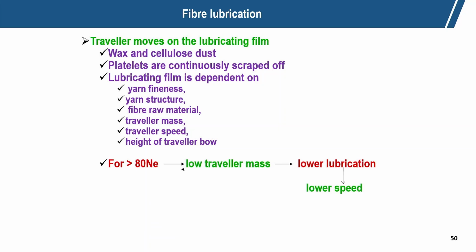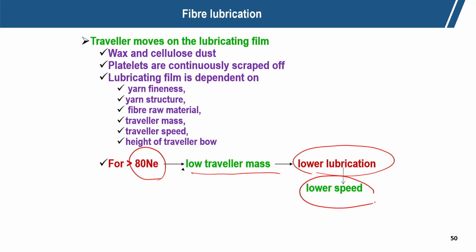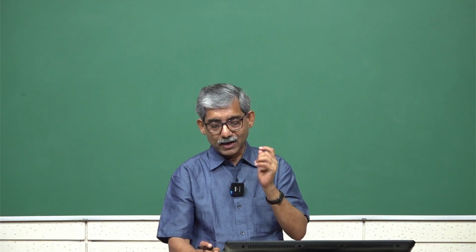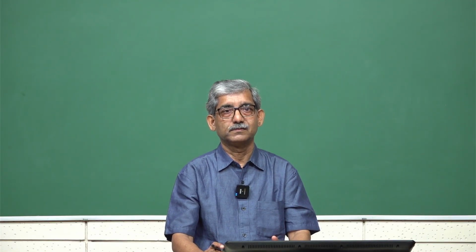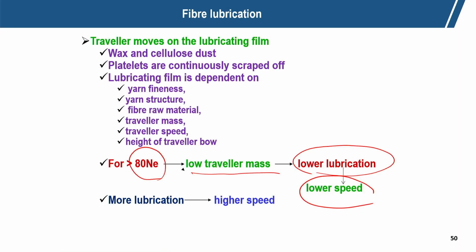So, for yarn more than 80 count, that is very fine, low traveler mass is used. That is why less lubricating film is generated. With low lubrication, we cannot have higher speed, so speed has to be lower. For finer counts we have to reduce the speed, mainly because of low lubrication. Now, if you can generate more lubrication, then we can have higher speed.